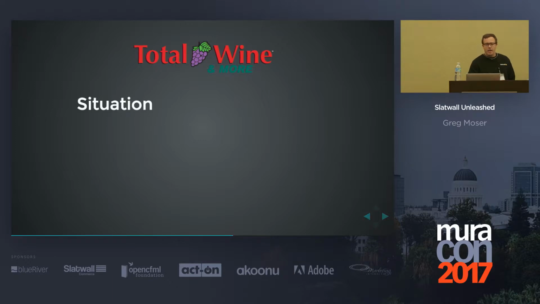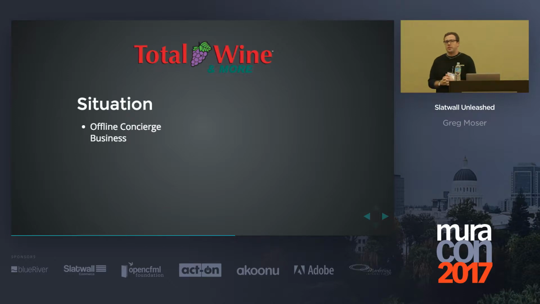Right, so they're a really, really big group, and they were in an interesting situation. Total Wine operates 160 retail stores. Each one of those retail stores is about 30,000 square feet, and they had this situation with what they call their concierge business. Now, the concierge business is buying wine futures, right?